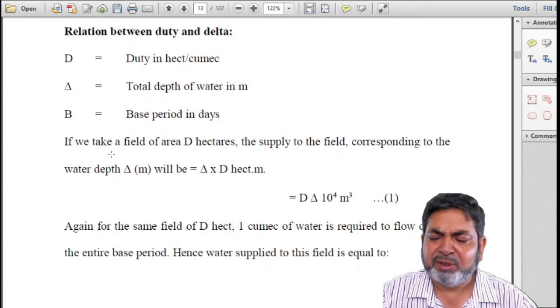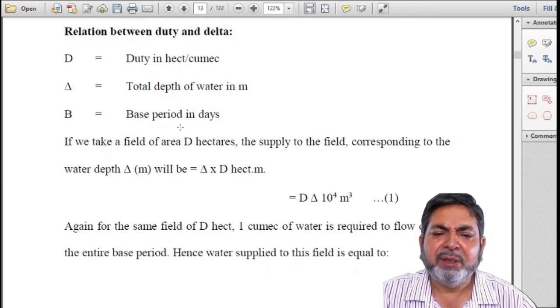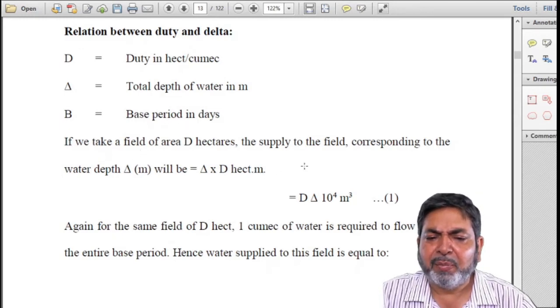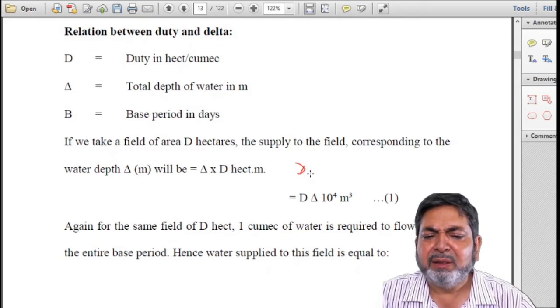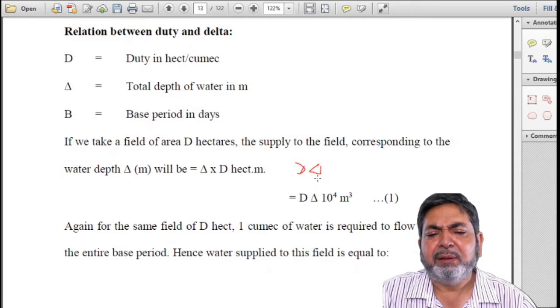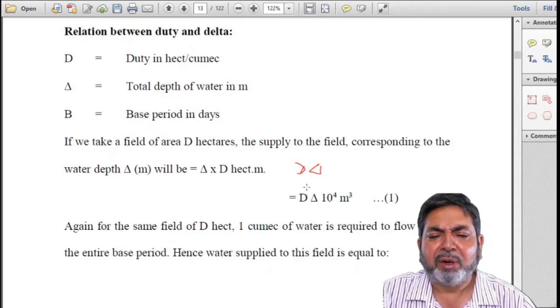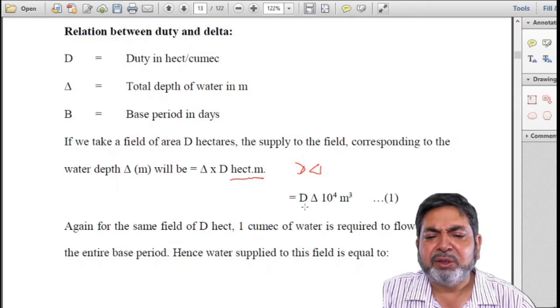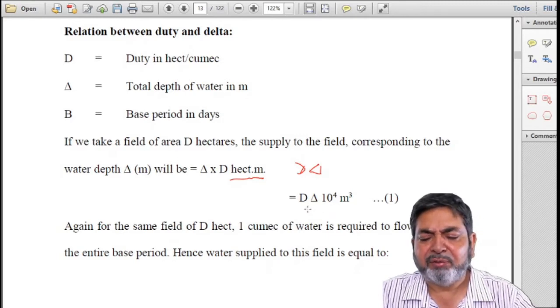This is one way in which we have calculated the water that has been supplied to the field. D is the area, and if you multiply this area with delta, that will give you the volume of water that you have supplied. But here the unit is hectare meters, so we have converted this unit into cubic meter by multiplying it by 10 to the power 4. So this is the volume of water supplied to the field.